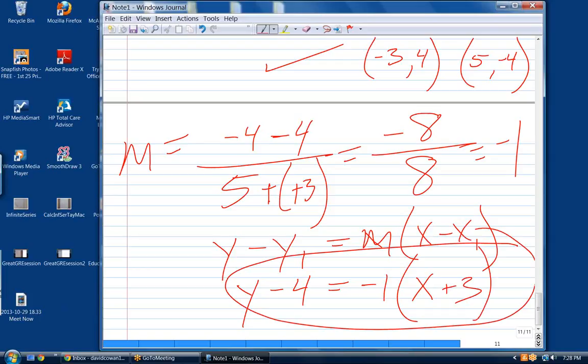Okay. If they would have said, give it to me in slope-intercept format, then I would have to solve for y. Okay. But as long as they said, give me the equation of the line, we just did. There it is. Yep. And I didn't have to solve for b.